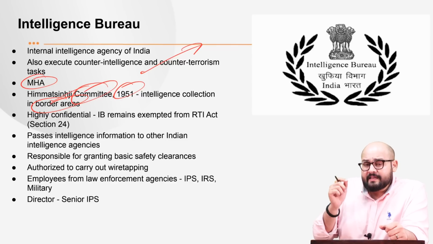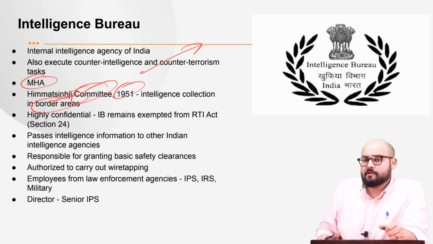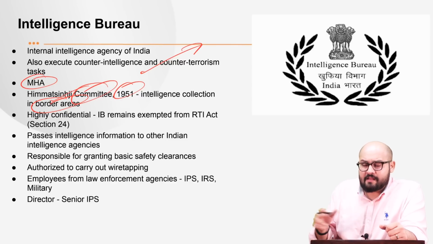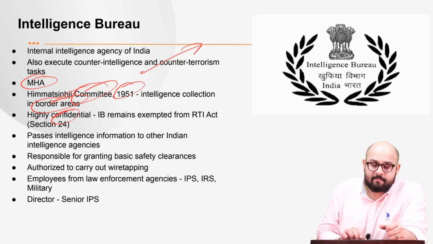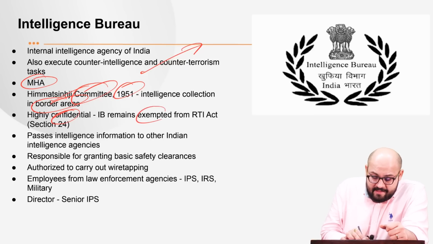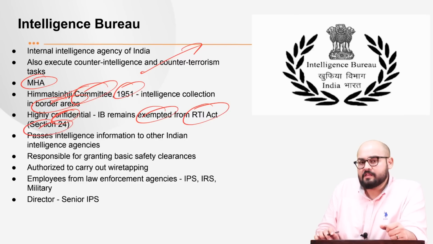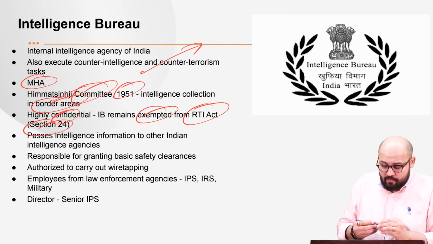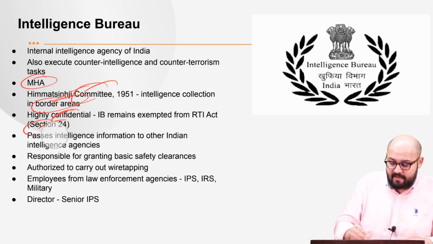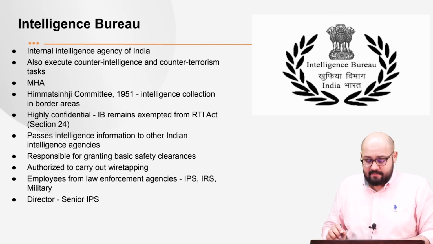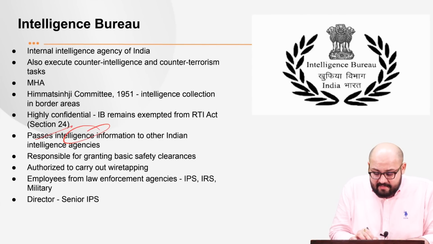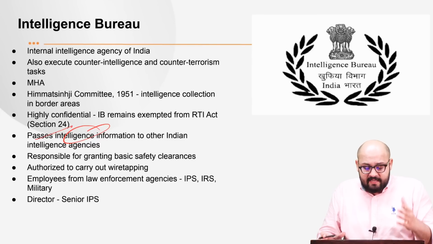Now, the working of the Intelligence Bureau, the discussions which take place, the tasks they do, is highly confidential. And the Intelligence Bureau remains exempted from the RTI Act under Section 24 of that Act. So no information can be given when it comes to the Intelligence Bureau, right? So always remember.